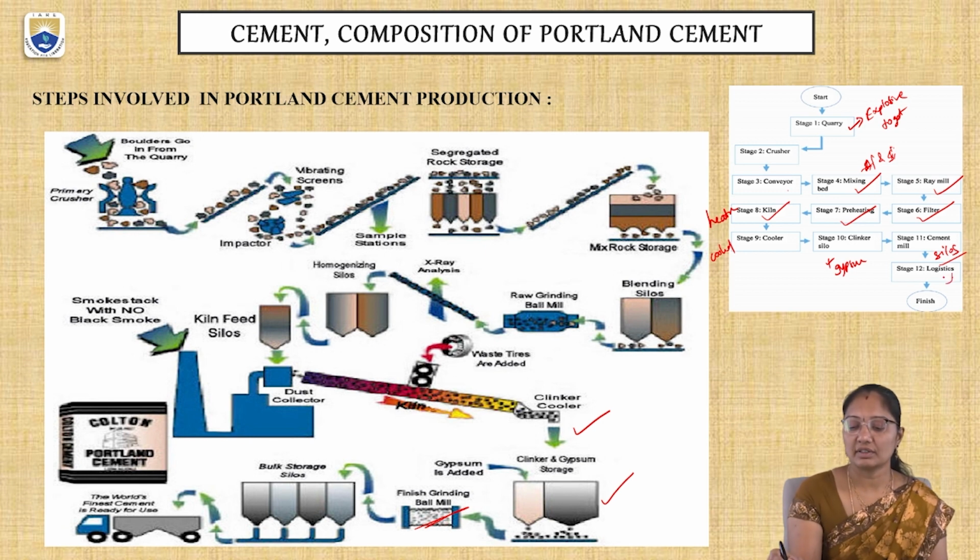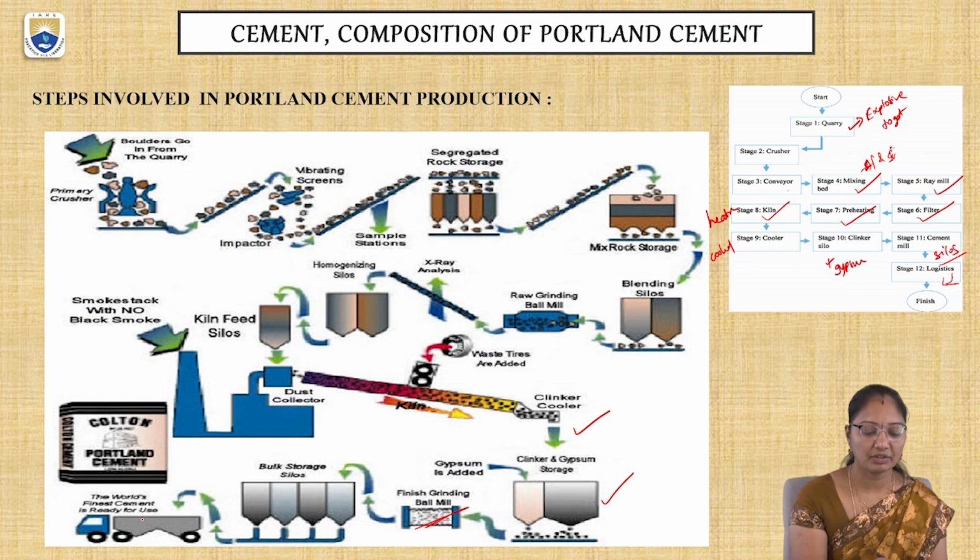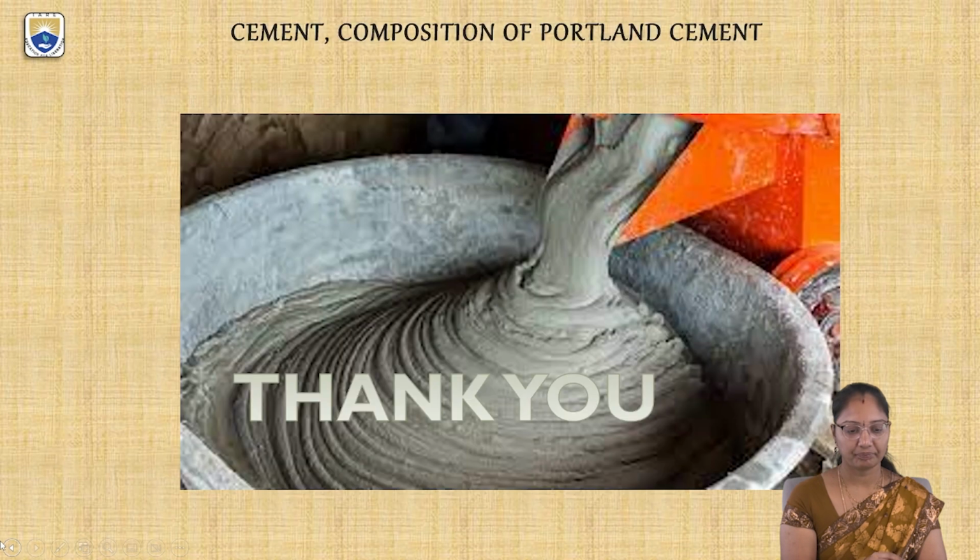So that cement is filled. This is the finished product, and it is ready for logistics. So this is cement production. This is about cement, the composition of Portland cement, and the steps involved in cement manufacture. Thank you.